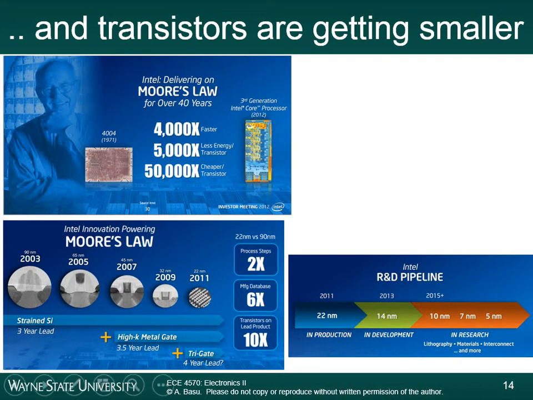So Intel adopted different technologies. For example, they have used strained silicon since 2003 to improve the mobility of electrons within the device. That helps improve the speed of the device. In order to maintain good threshold voltages, they started using a high K metal gate.